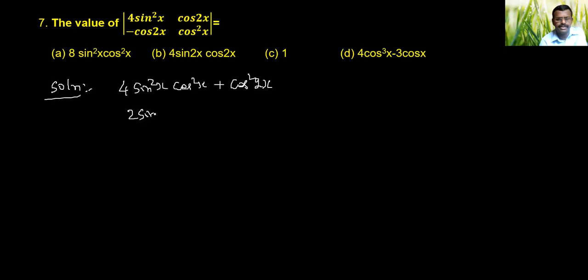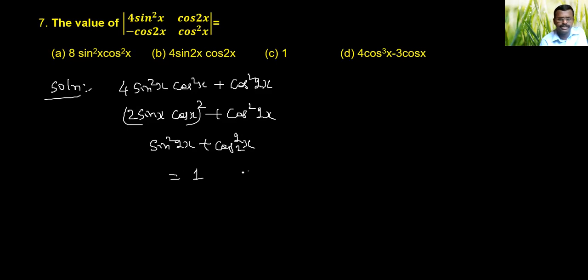We can write this as (2 sin x cos x) whole square plus cos square 2x. We know that 2 sin x cos x is sin 2x. Therefore, it becomes sin square 2x plus cos square 2x. So we know that sin square 2x plus cos square 2x is 1. Hence, option C is the correct answer.